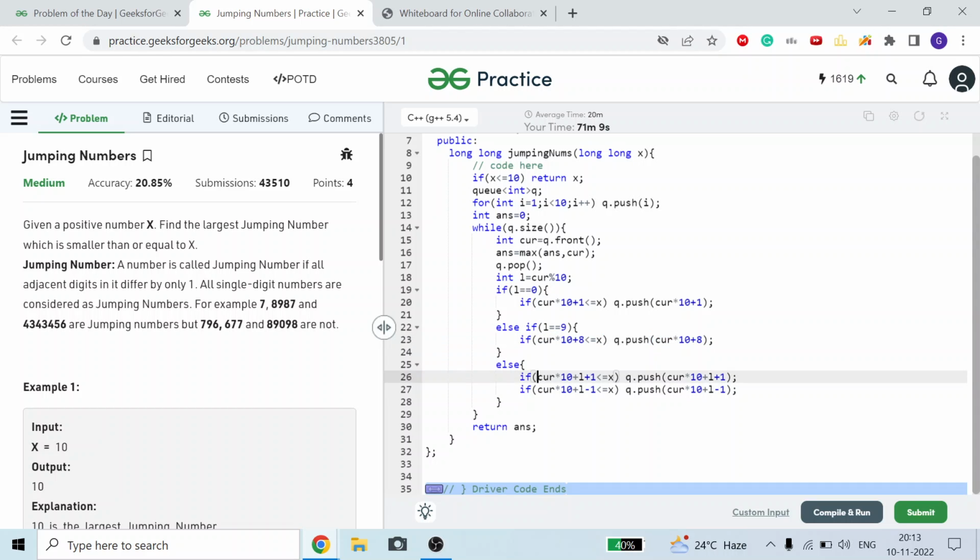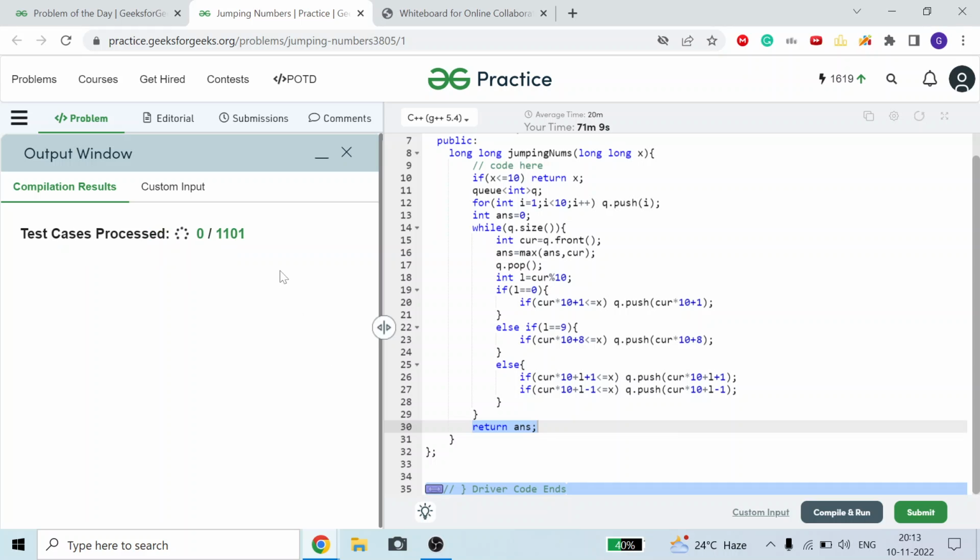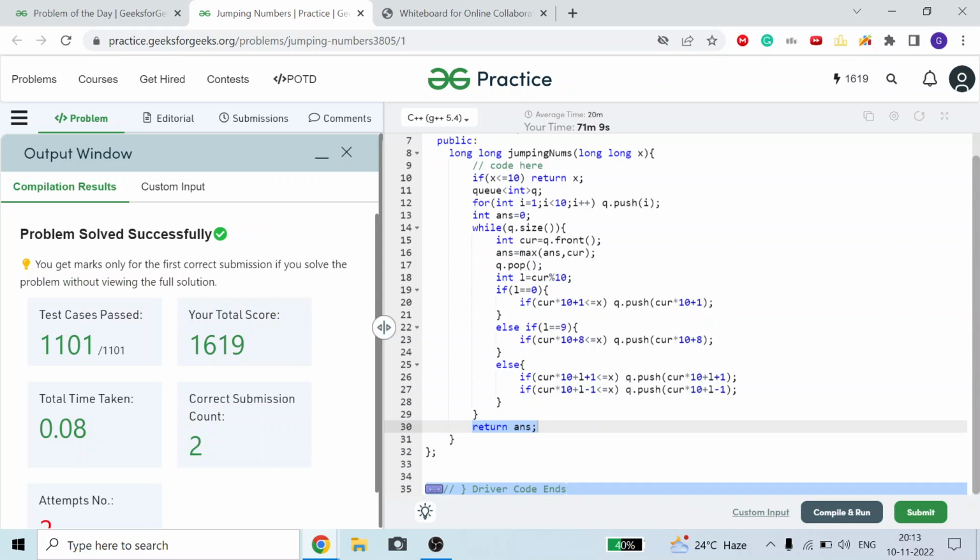Else I can add L plus 1 or L minus 1, but I will check if my next number by adding L plus 1 as the digit is less than x, I will add it. If L minus 1 is less than x, I will add it. Okay, so similarly I will continue to do these operations. Then at last I just return answer. Okay guys, this is what I am going to do. This is just a simple BFS operation, just like a graph.